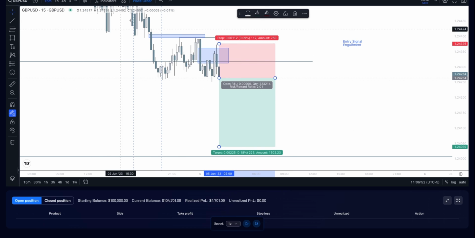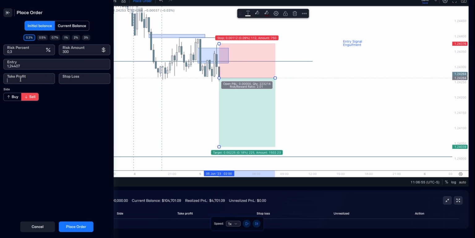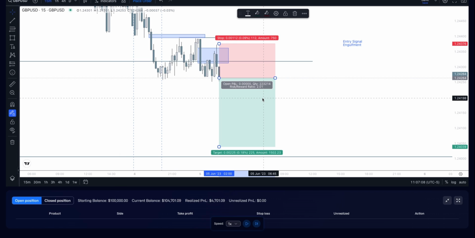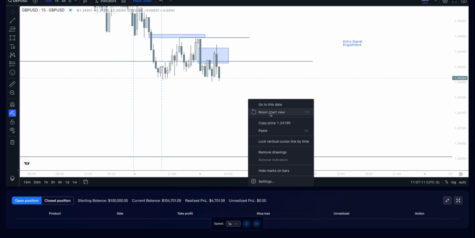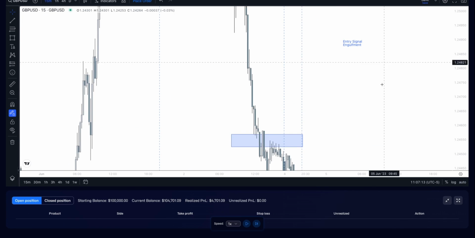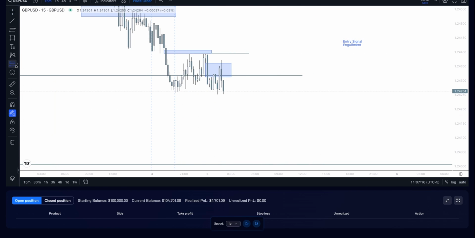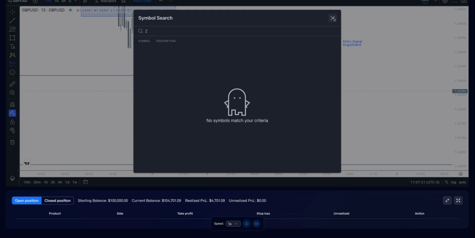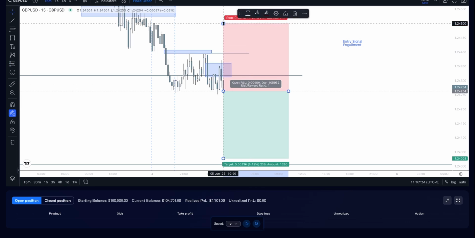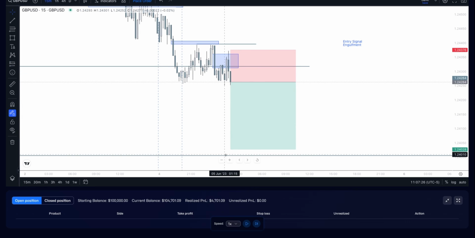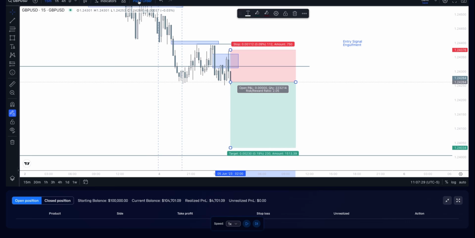It should give, for some reason it's not giving the take profit. 24260. Oh, it is sell. Just want to make sure. Let's just take that off again. Let's look short position. Right there. Stop above the high. Take profit right there. Place order.